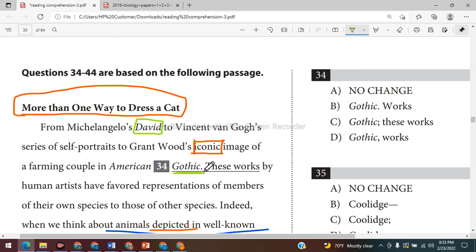Number 34? Yes, sir. Number 34. The correct answer is D. Comma. You need a comma there.